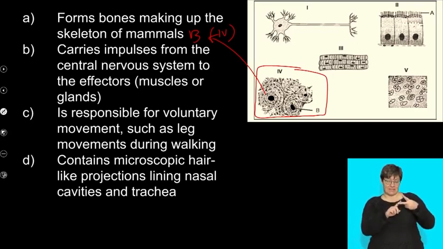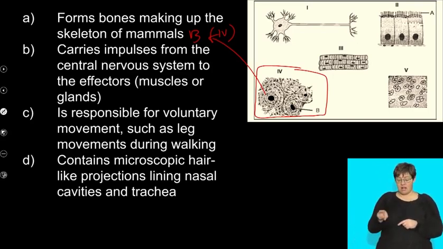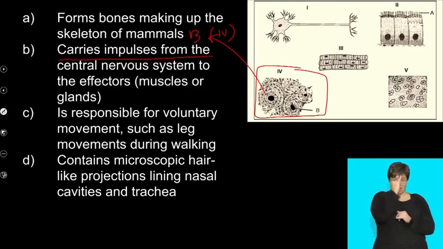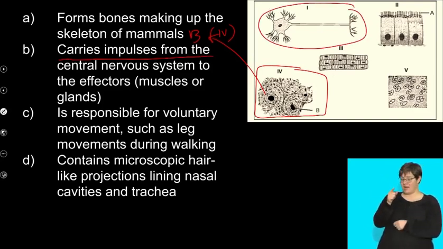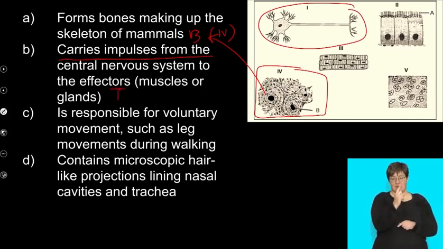Carries impulses from the central nervous system to the effectors, muscles or glands. So guys, carries impulses from the central nervous system, I know that's nerve. And which diagram is that going to be? There's only one label, so I know it's going to be label number 1.